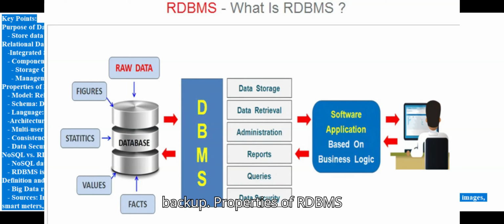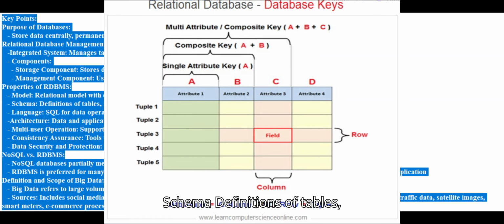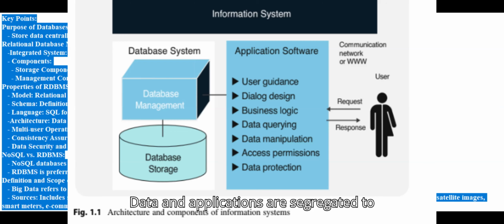Properties of RDBMS. Model. Relational model with data in tables and defined relationships. Schema. Definitions of tables, attributes, keys, and integrity rules. Language. SQL for data operations, definition, selection, manipulation. Architecture. Data and applications are segregated to ensure data independence.